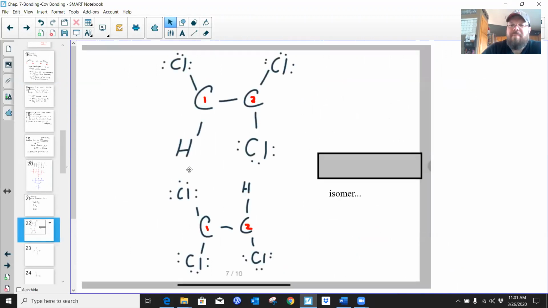So I would say this one falls into the category of isomerism. You've got the two central carbons, singly bonded, and then single bonds to the chlorines and the hydrogen. Chlorine abides by an octet, and hydrogen abides by a duet, which we've talked about.